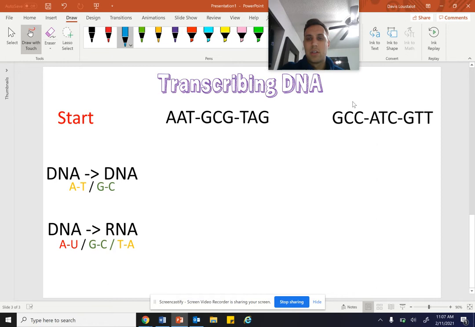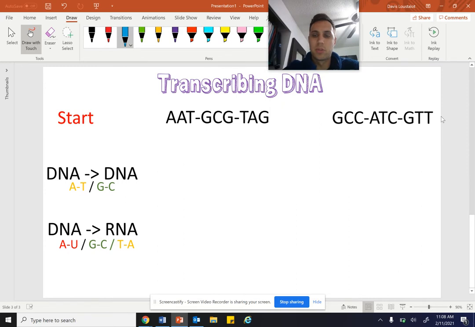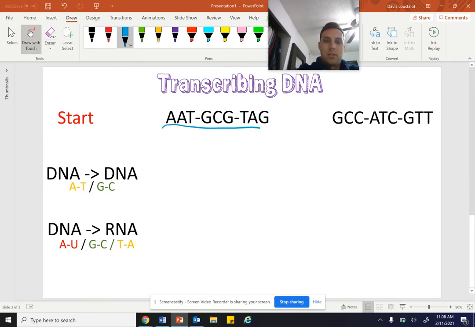Okay, so if I have these two coding strands right here, AAT, GCG, TAG, these were taken straight from the homework, so it's the same problems. I'm going to turn this first one to DNA first. So this is like an intermediate step you can do to check your work. You don't have to do this part. But I'm going to go from DNA right here to the complementary DNA strand. So what would be the strand bound to this if it was DNA?